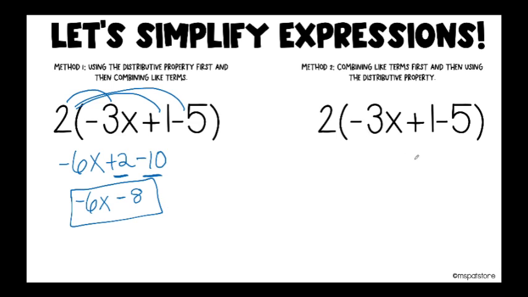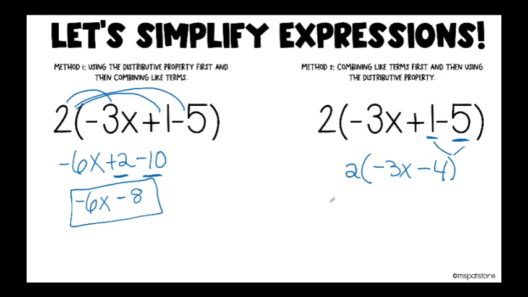So here, inside the parentheses, I see that 1 and negative 5 are like terms. So I'm going to combine them. Different signs is basically subtraction. So in here, I have 1 and negative 5, which is negative 4. Okay, so I combine these two, negative 4. Then I'm going to bring this negative 3x down. I'll close my parentheses, and I'm going to bring the 2 down.